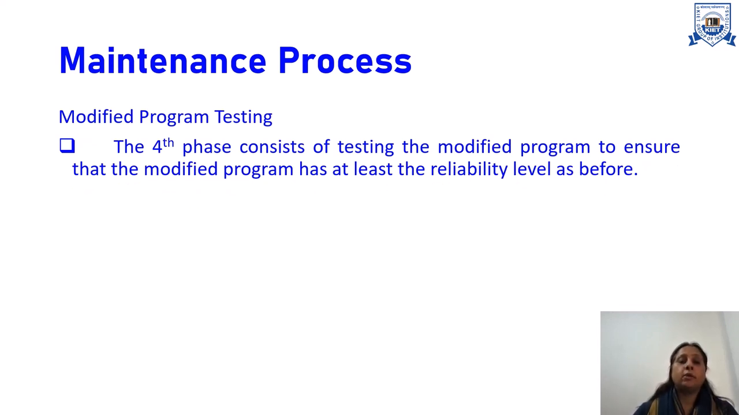Once we have made the changes in the software, we do the testing for the modified program. We test our program with the previous test cases, and we develop new test cases for that. If all test cases are passed, then the changes will be accepted, otherwise the changes will not be accepted. So this is the maintenance process through which we improve our software.